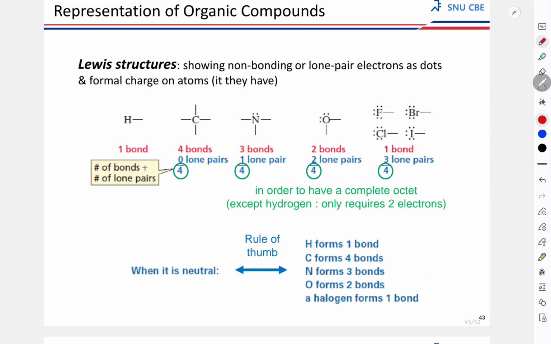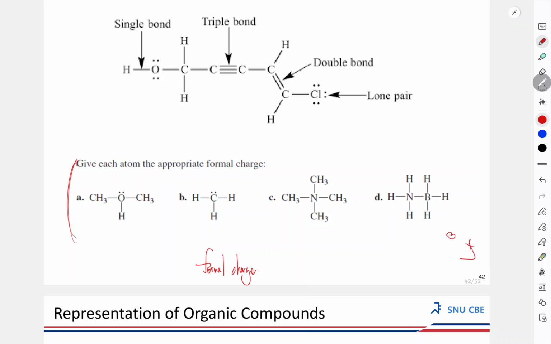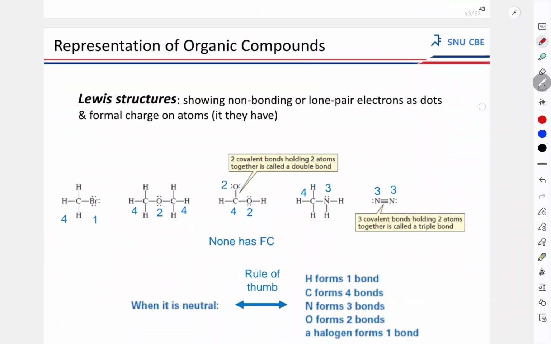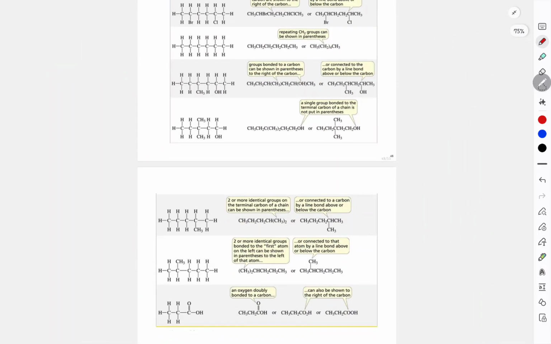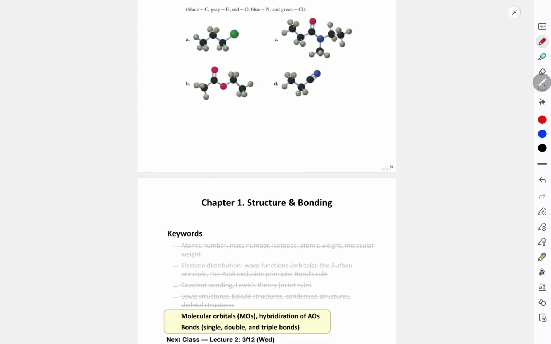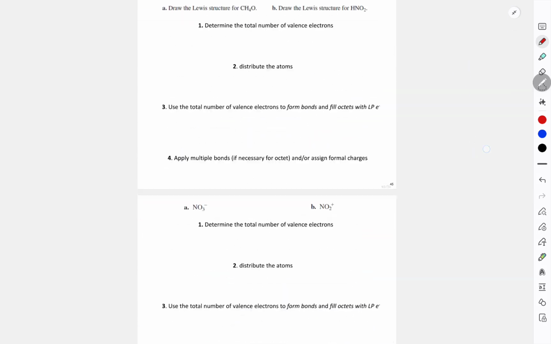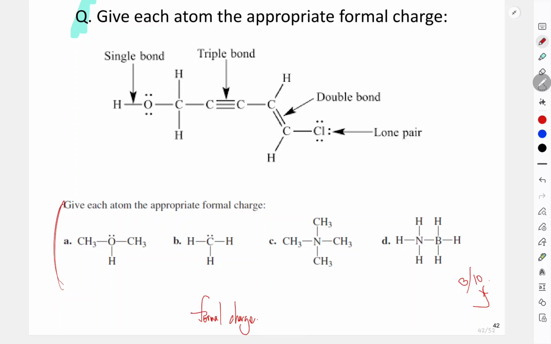All right, I guess we can stop here, and maybe next time we can check the answer for the formal charge computation, and then we'll discuss a little bit more about the Lewis structure, and then we'll discuss the Kekulé structure, the condensed structure, and how these can be used for describing the structure of organic compounds. And then we'll keep discussing molecular orbital and hybridized orbital theories, and how these can be used for dictating and describing the bonds within organic molecules.